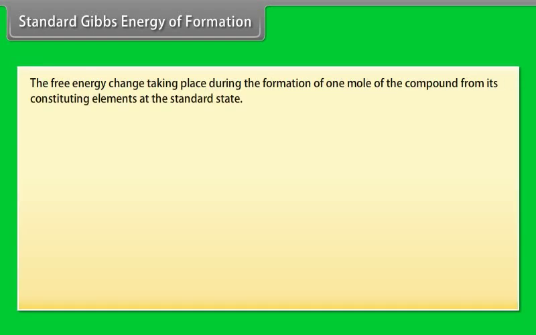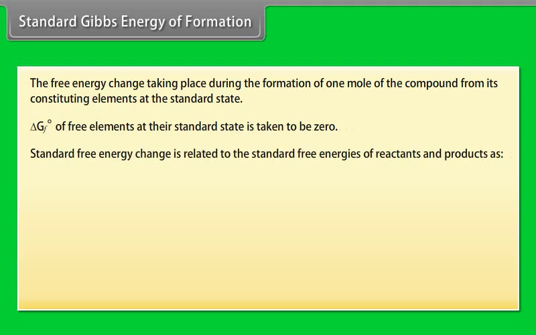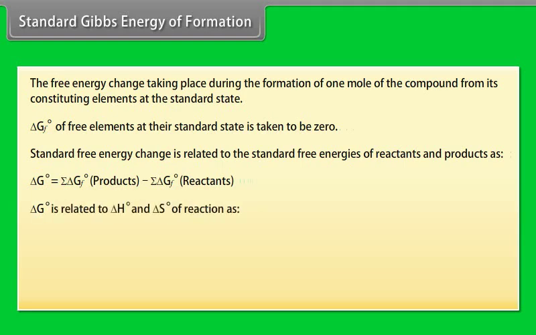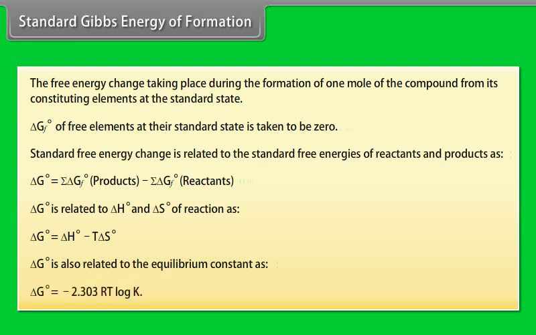Standard Gibbs energy of formation. The free energy change taking place during the formation of 1 mole of the compound from its constituent elements at the standard state. Delta G f naught of free elements at their standard state is taken to be 0. Standard free energy change is related to the standard free energies of reactants and products as delta G naught is equal to the summation of delta G f naught of products minus the summation of delta G f naught of reactants. Delta G naught is related to delta H naught and delta S naught of the reaction as delta G naught equals delta H naught minus T delta S naught. Delta G naught is also related to the equilibrium constant as delta G naught equals minus 2.303 RT log K.